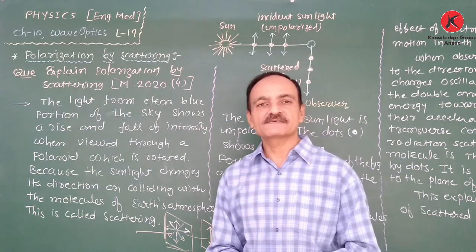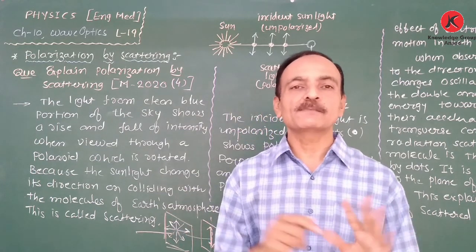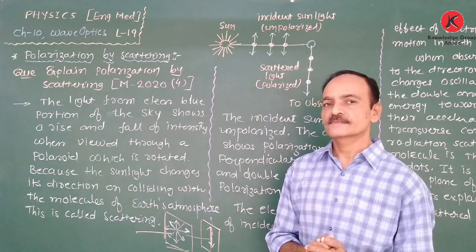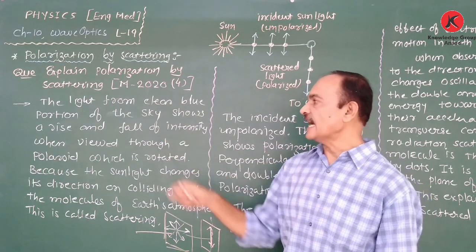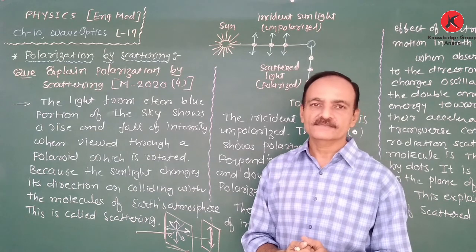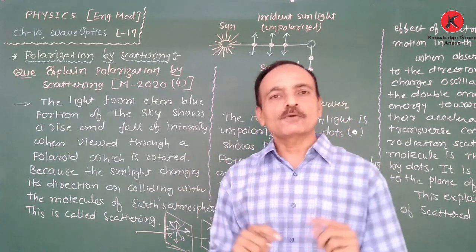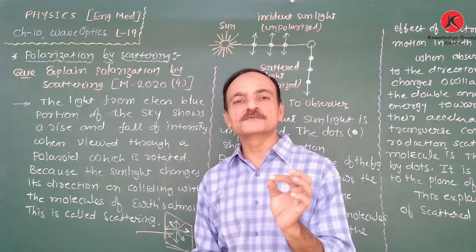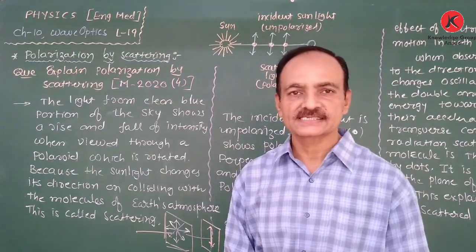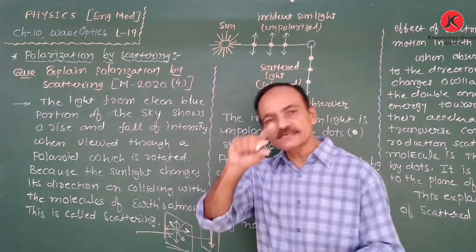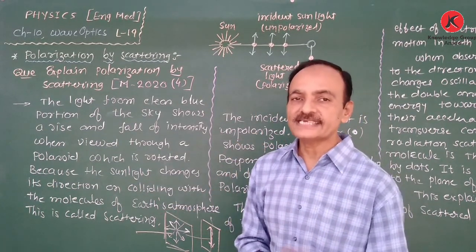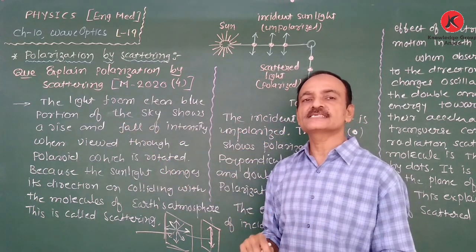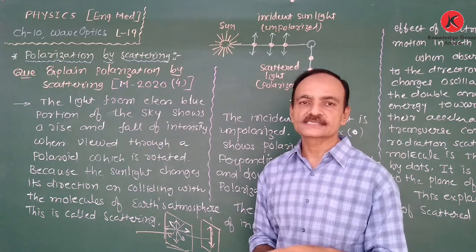For that purpose, we see that the sky looks bluish, but the light from the clear blue portion of the sky shows a rise and fall of intensity. The sky looks bluish to our naked eye, but when this sky is observed through a Polaroid and we rotate the Polaroid, what happens? The intensity of this blue color either increases or decreases.